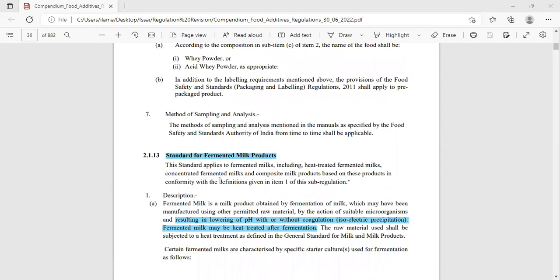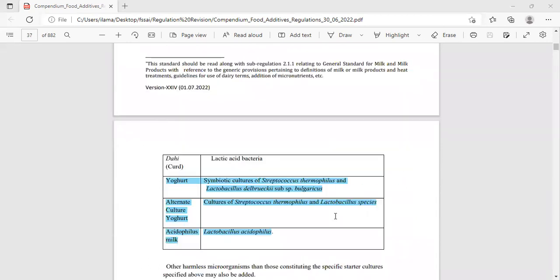And then fermented milk products. Here the fermented milk products may be heat treated after the fermentation, and here the fermented milk products result from lowering the pH with or without coagulation. Here the isoelectric precipitation is used. And note the starter cultures.